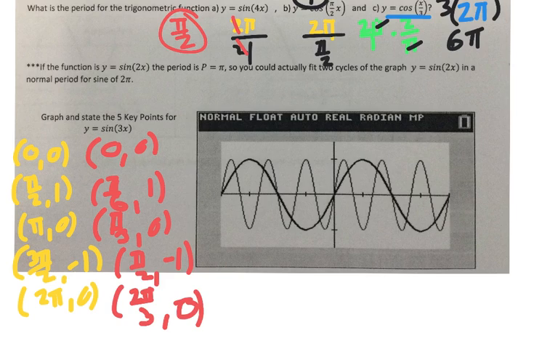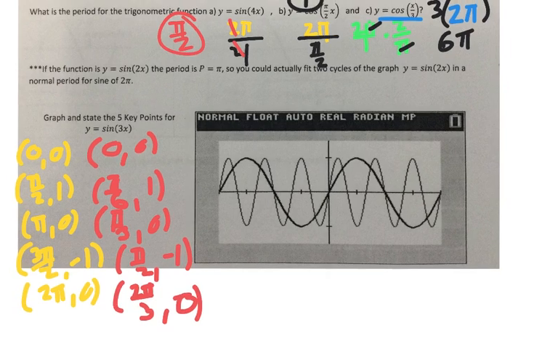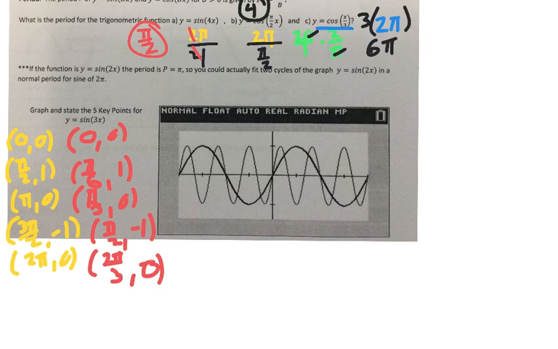Any questions here? Now, just like when we did transformations before, the order that you do them in matters. So far out of the transformations, we've looked at amplitude, then we looked at phase shifts, then we looked at vertical shifts. Now we're looking at a period change.